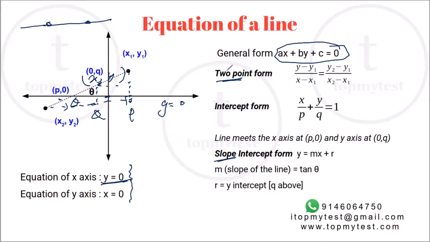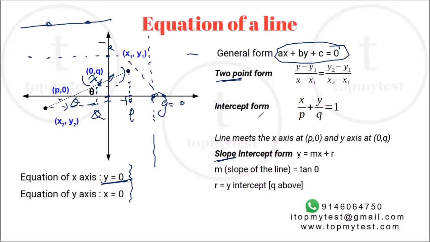You can extend this 2-point form to another form, which is called the intercept form. Now, every line except for the x and y axes intersects the axes at 2 points. So if you have a line like this, it will intersect at 2 points. Any line which is parallel to the y-axis will intersect only the x-axis, not the y-axis. And similarly, any line which is parallel to the x-axis will intersect only the y-axis, not the x-axis. So you can find the intercept form.